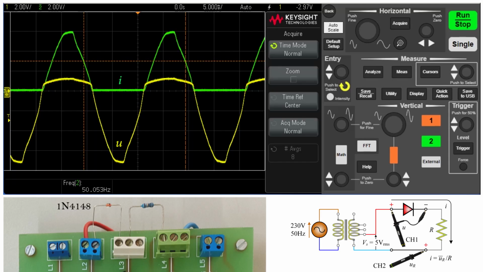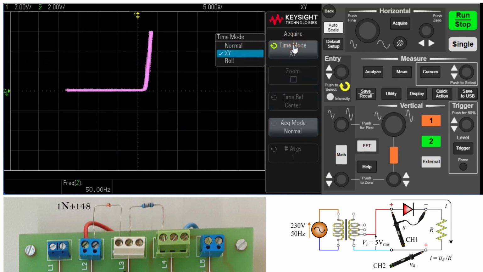The first channel of the oscilloscope measures the voltage across the diode. The second channel inversely measures the resistor voltage. Channel 2 is inverted, to indirectly measure the diode current. By selecting the XY mode, the instrument displays the forward portion of the characteristic curve.